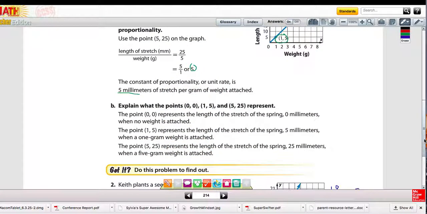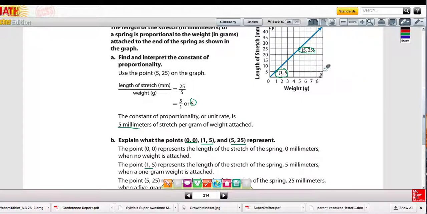And what do those points on the graph mean? 0, 0, 1, 5, and 5, 25. It just represents that 0, 0 is the length of the stretch of the spring, 0 millimeters, with no weight attached. 1, 5 is the length of the stretch of the spring, 5 millimeters, when 1 gram of weight is attached. And 5, 25 is the length of the stretch of the spring, 25 millimeters, when a 5 gram weight is attached. So that would include any points on the line that we can interpret that data point.